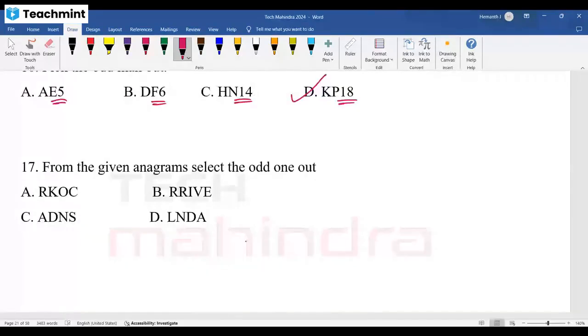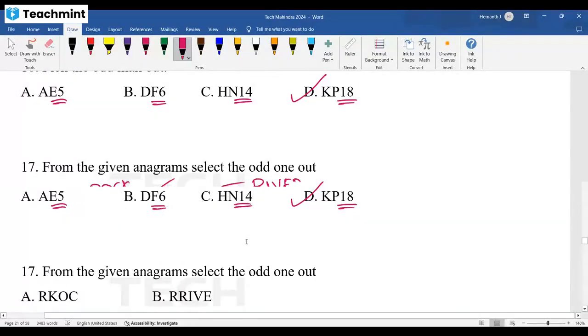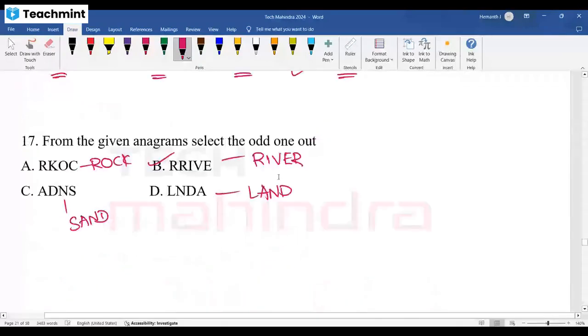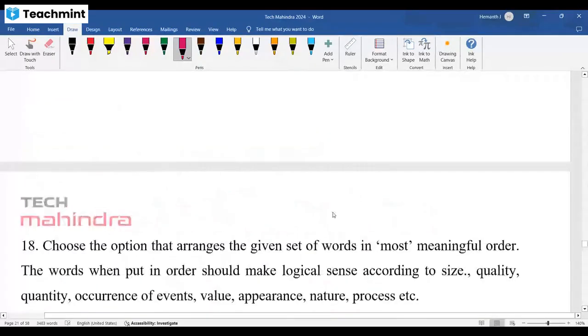Here, if you shuffle the names: land, river, rock, sand. Except river, remaining all are stationary. River, water is flowing. Or else, remaining all are 4 letter words and this is a 5 letter word. Or R is repeated here, remaining all are different letters. But this is the odd one out in anagram. So from the given anagram, select the odd one out. Remaining all are stationary; this is the moving one. Likewise, we can pick the odd one out.